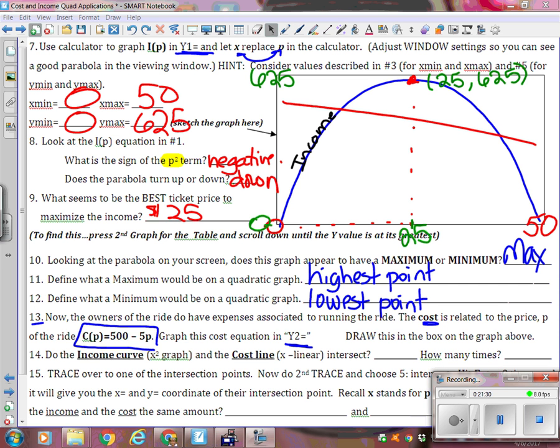If I'm on the blue line, I'm looking at income. But if I'm on the red line, I'm looking at what? Cost. Okay? All right. How many times do the income curve and the cost line intersect? They intersect. Yes, they intersect. How many times? 2 times.